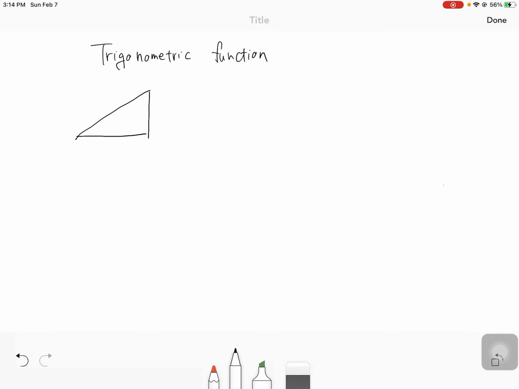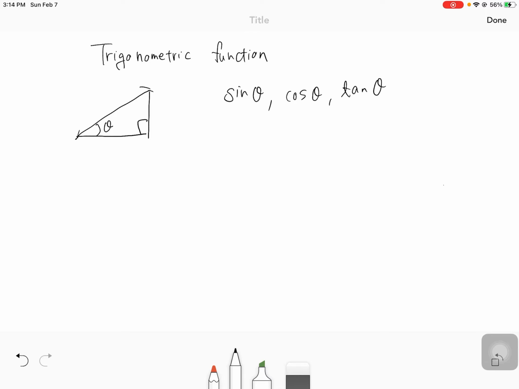Let me sketch a right triangle here. Then the angle here is theta. Probably you have heard of sine theta, cosine theta, tangent theta. But what are they? What do they mean?